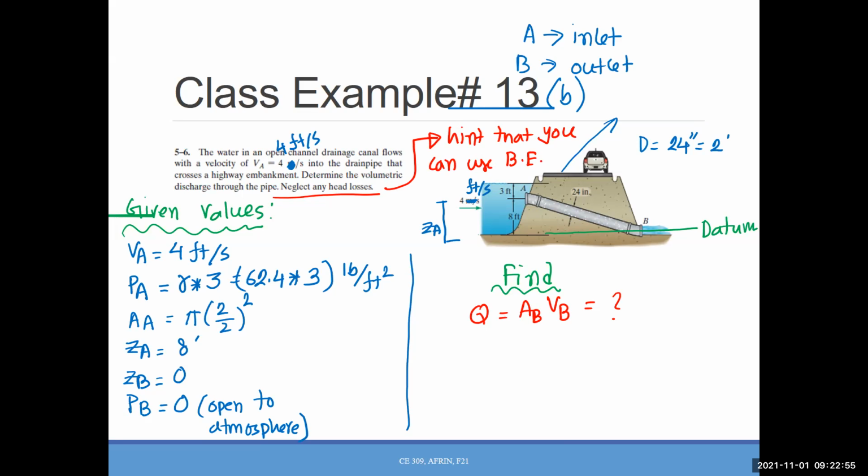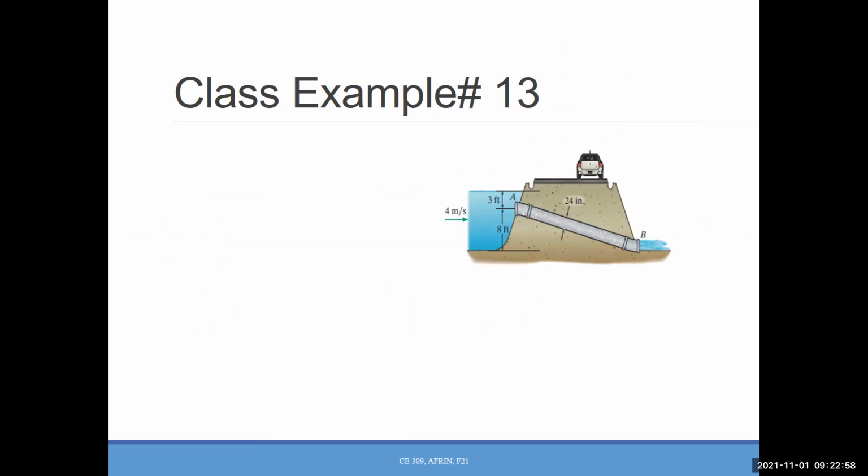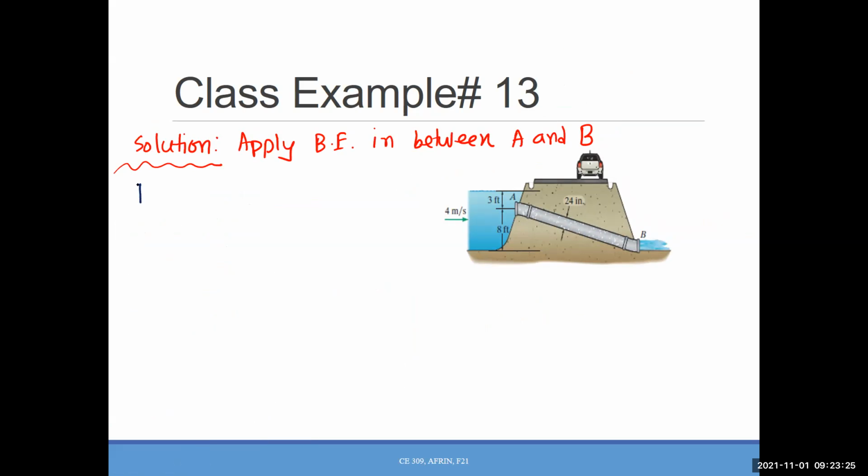Everyone's done with this slide? In the back, are you done? Okay, so the solution: apply Bernoulli's equation. We usually apply Bernoulli's equation between points of interest. Here we have two points, A and B. So the equation will be PA plus rho VA square over 2 plus rho g ZA equals PB plus rho VB square over 2 plus rho g ZB.